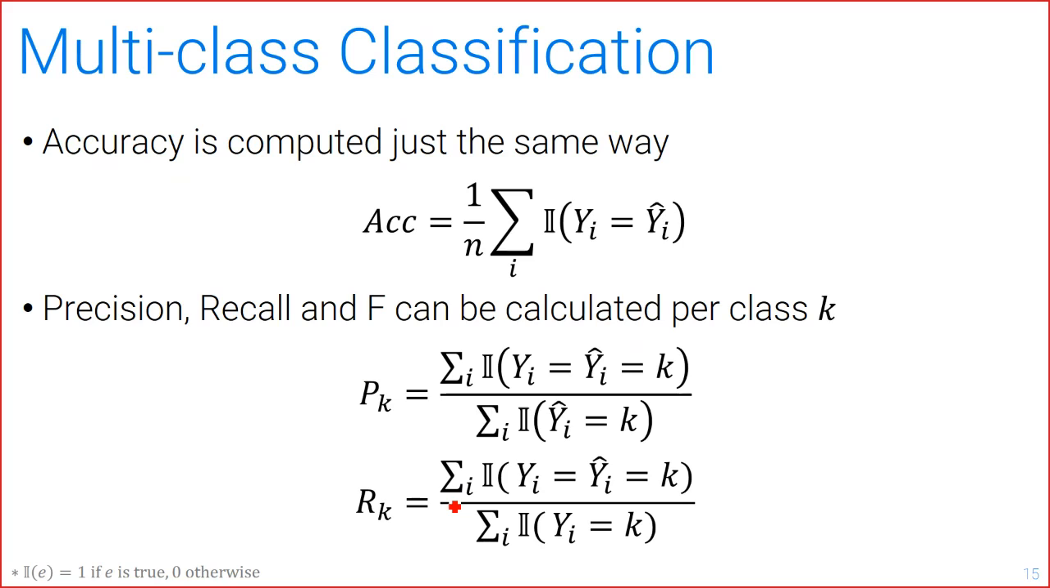If we go for the multi-class classification problem, then accuracy is essentially the same thing. It's just the fraction of times in which the prediction is correct, whatever prediction that is. And if we look at precision, recall, and the F-score, of course, then what we can do is define precision or recall for each of the classes. So how precise is the model in a class K, or recall K?